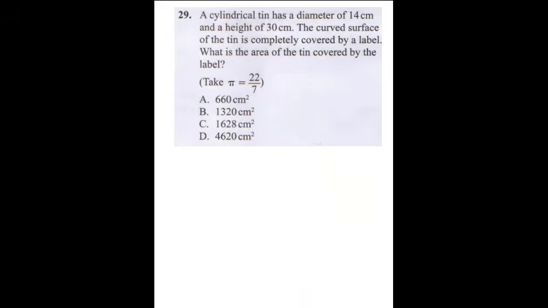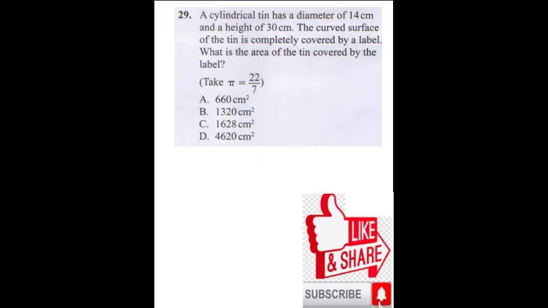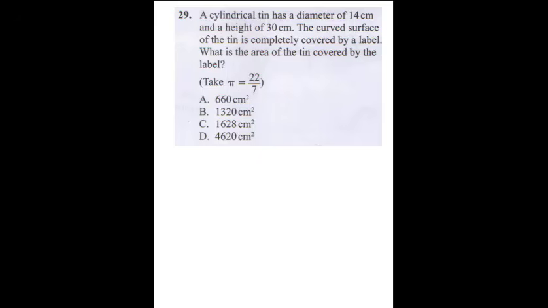So question 29 says a cylindrical tin has a diameter of 14 cm and a height of 30 cm. The curved surface area of the tin is completely covered by a label. What is the area? Now, the formula for your curved surface area is going to be 2 pi r multiplied by h.